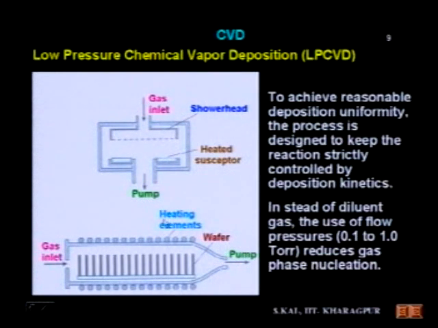and this is again a hot wall reactor, that is, resistive heating is used here, heating elements are shown, and the reaction byproducts are pumped out through an exhaust, and disposed of afterwards. These are the wafers. These hot wall horizontal reactors are of greater use in an industrial environment, because here in a particular batch you can deposit the film on a large number of wafers.